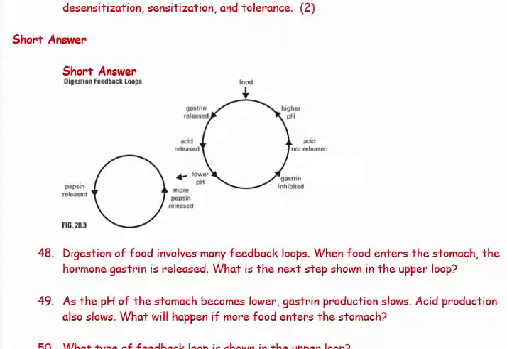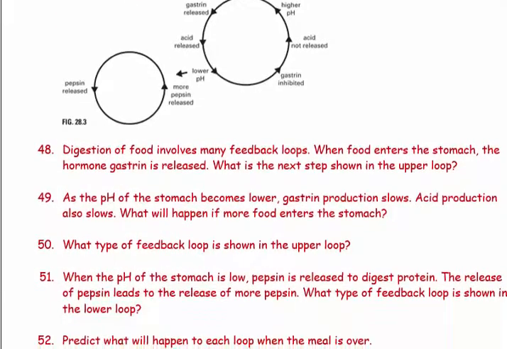Number 49. As the pH of the stomach becomes lower, the gastrin production slows. Acid production also slows. What will happen if more food enters the stomach? So if more food enters the stomach, what's going to happen? More gastrin will be released and the cycle will begin again. This is the meaning of this part, and this is the answer I want. More gastrin will be released and the cycle will begin again.